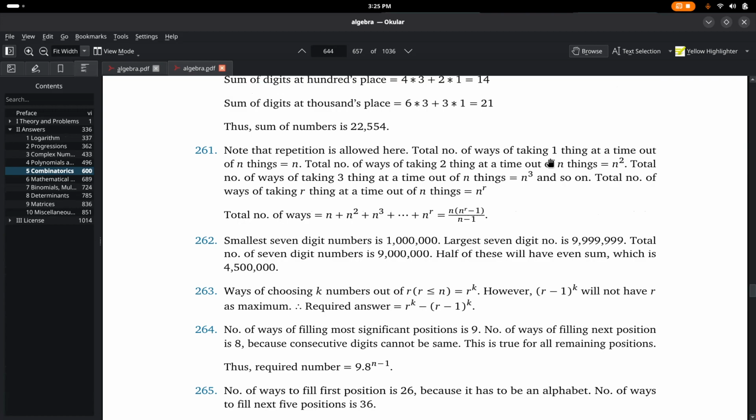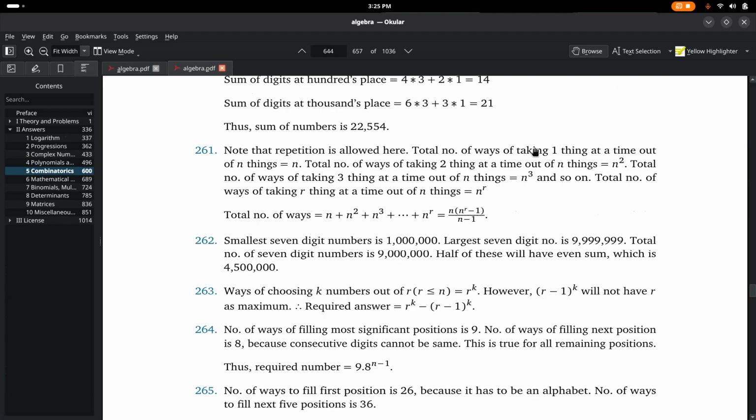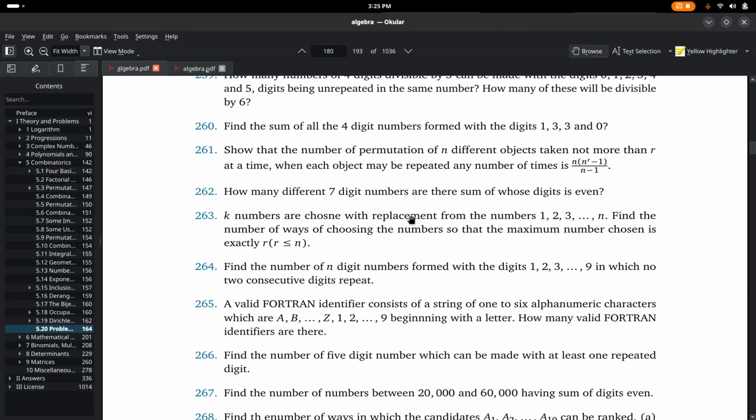So the number of ways of taking one object at a time, we have to take not more than r. So we take 1, and the number of ways would be n. For 2 things, it would be n square. For 3 things, it would be n cube, and so on. So the total number of ways for r things would be n to the power r. Therefore, the total number of ways would be the sum of all this, n plus n square plus n cube up to n to the power r, which is a geometric progression series, and the sum would be n multiplied by n to the power r minus 1 divided by n minus 1.